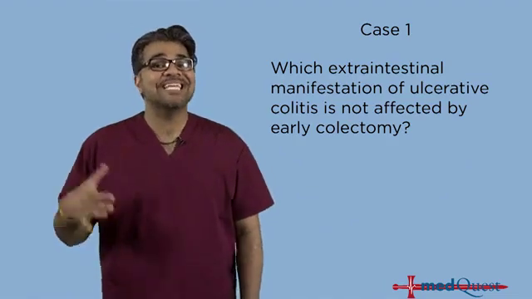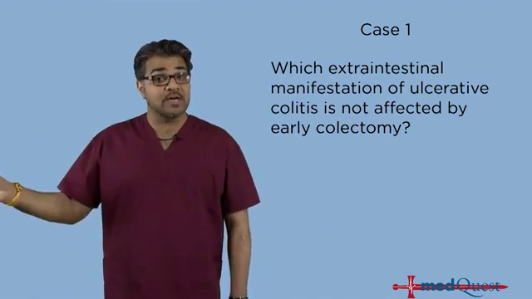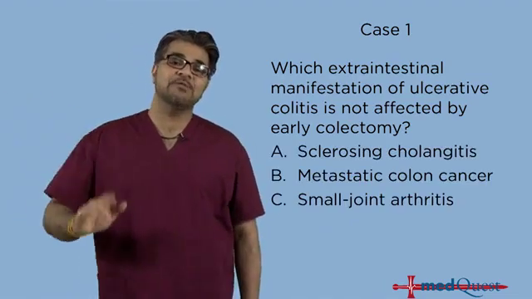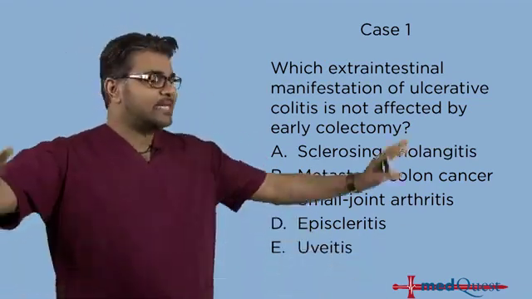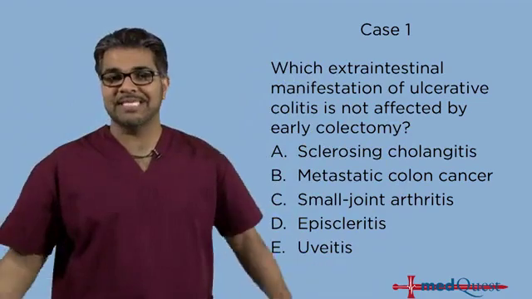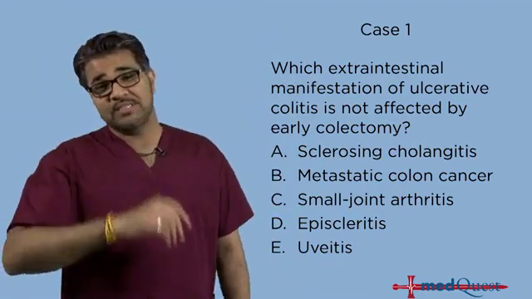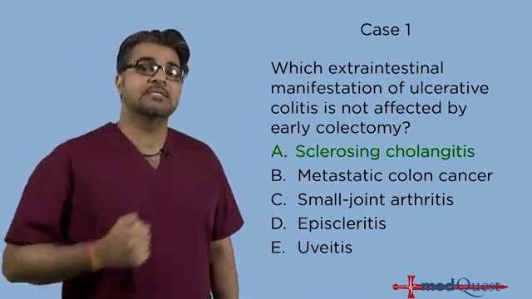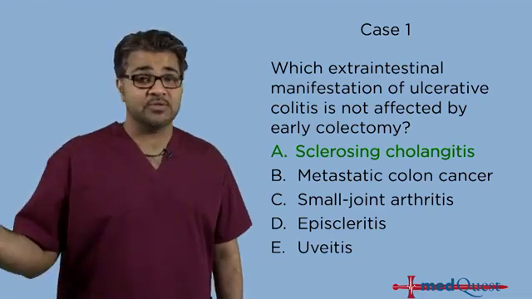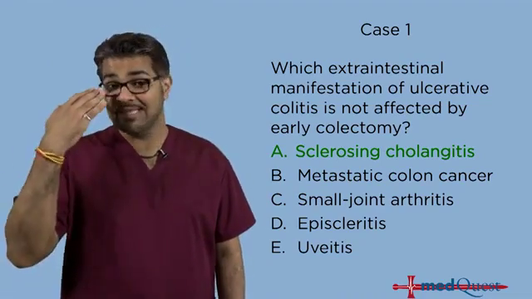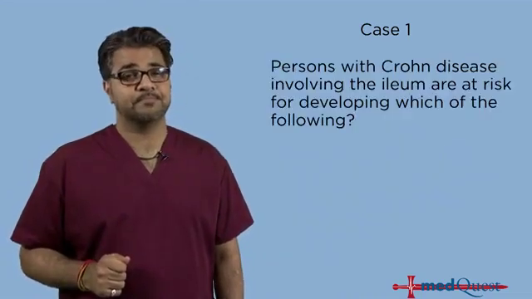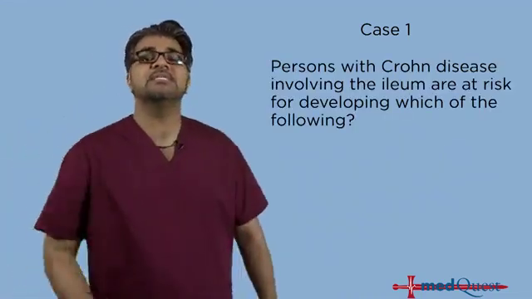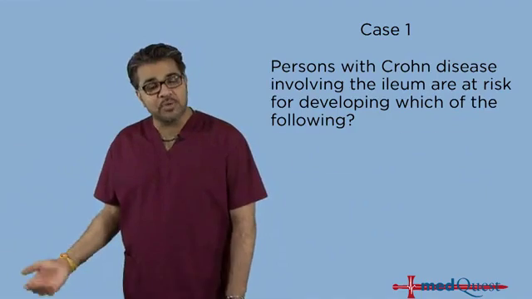Which extraintestinal manifestation of ulcerative colitis specifically is not affected by the early colectomy? That means of all of these, if I go ahead and say, you know what, doc, remove my colon altogether, I don't want to deal with it, you have to tell them, well, listen, your liver is still at risk. Because colon cancer is taken care of, the joints get better, even the eyes get better, but the liver will still have disease.